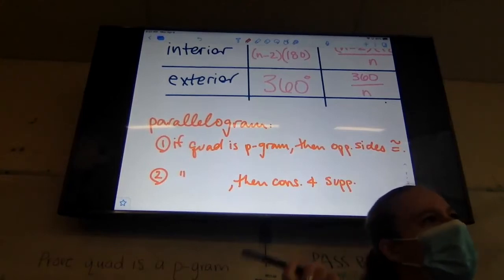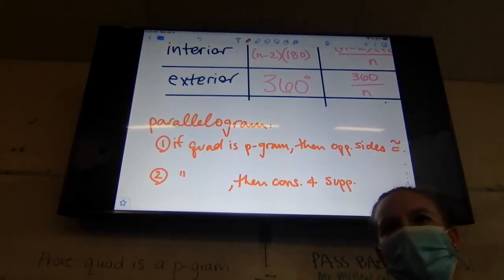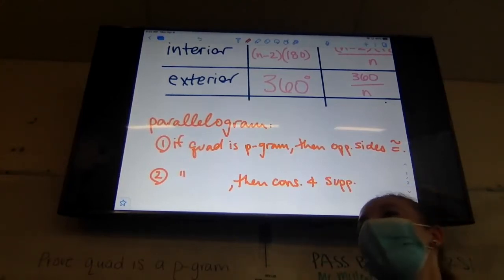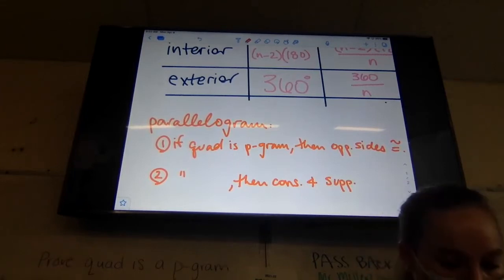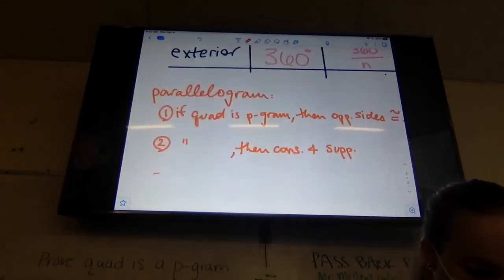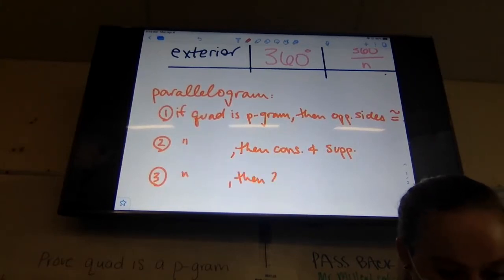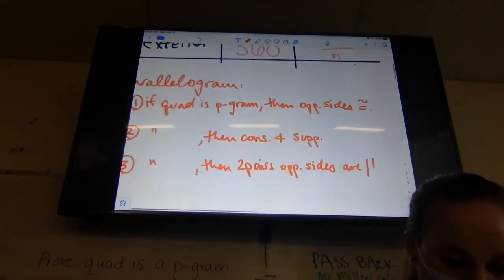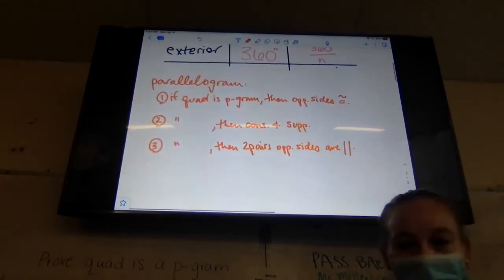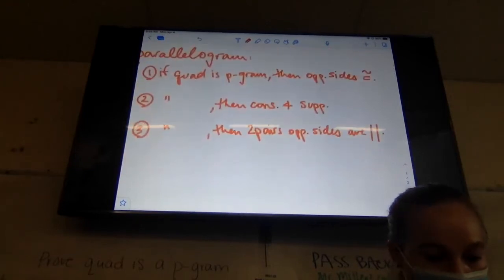And I just took a really long spring break. So what does supplementary mean? Add up to 180. Good. Yeah, Cora, what's another thing we know? Good. And that's basically our definition. So if it's a parallelogram, then by definition, its opposite sides are parallel.